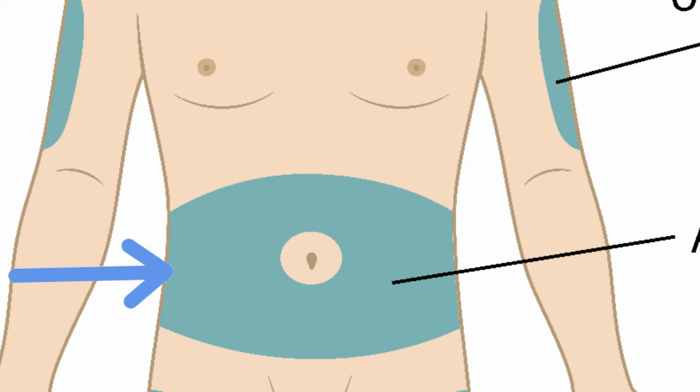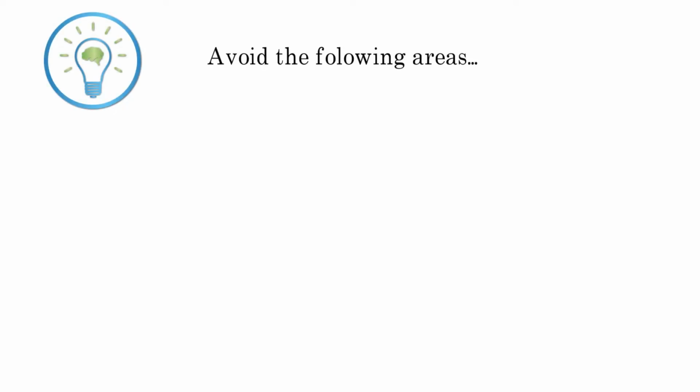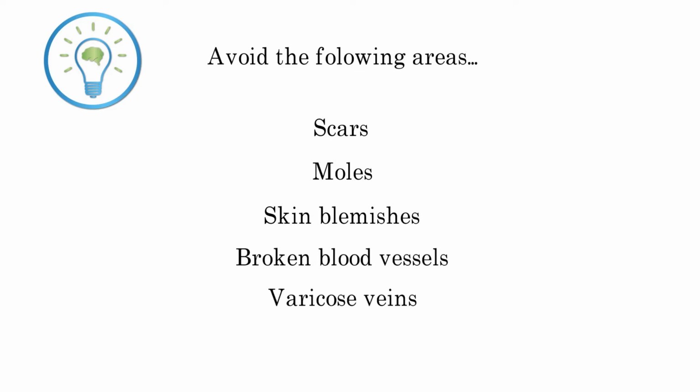Select a site between the bottom of the ribs and belt line, steering clear of the 2-inch area surrounding the navel. You also want to avoid areas around scars, moles, or skin blemishes. These can interfere with the way the body absorbs insulin. And also stay clear of broken blood vessels and varicose veins as well.